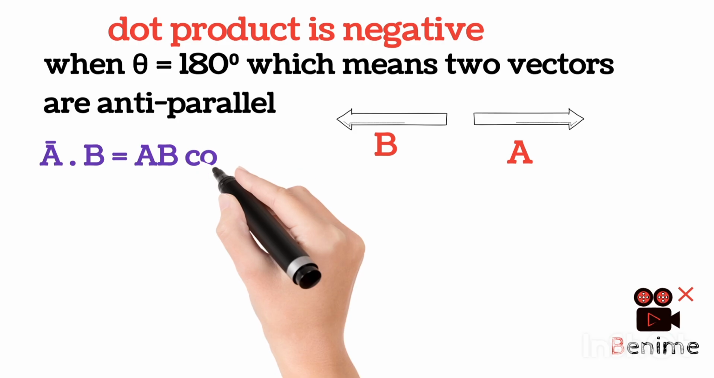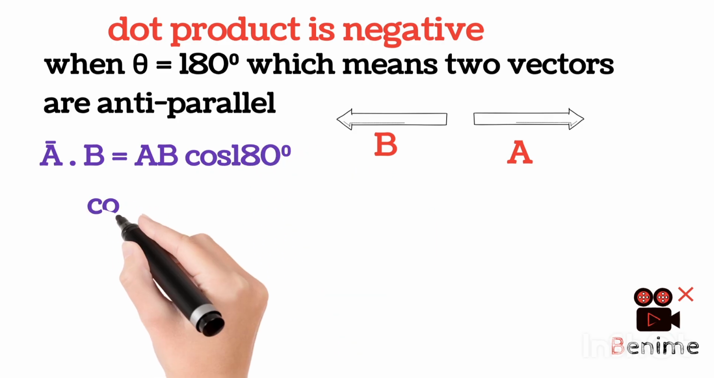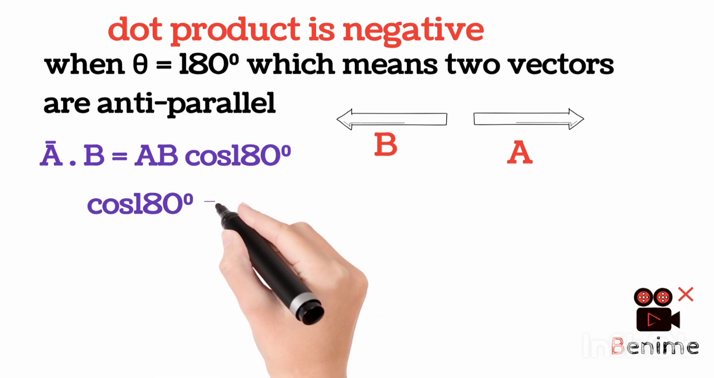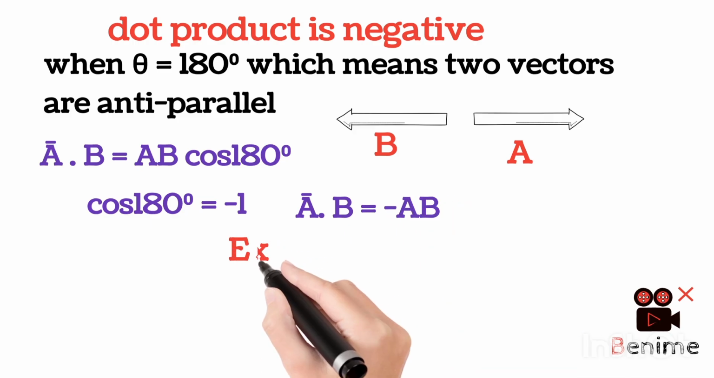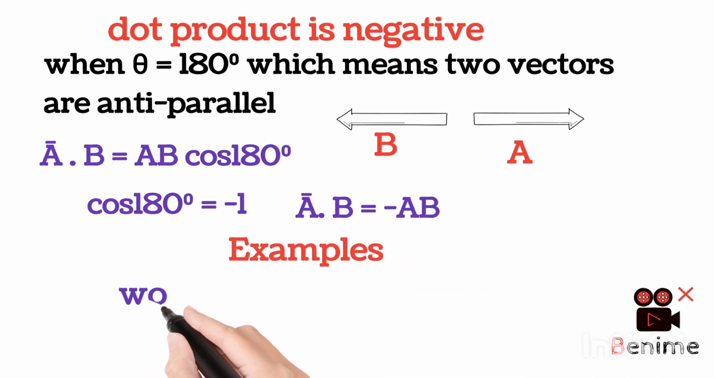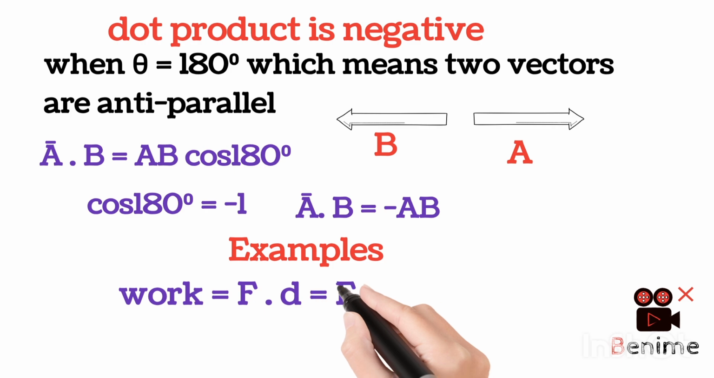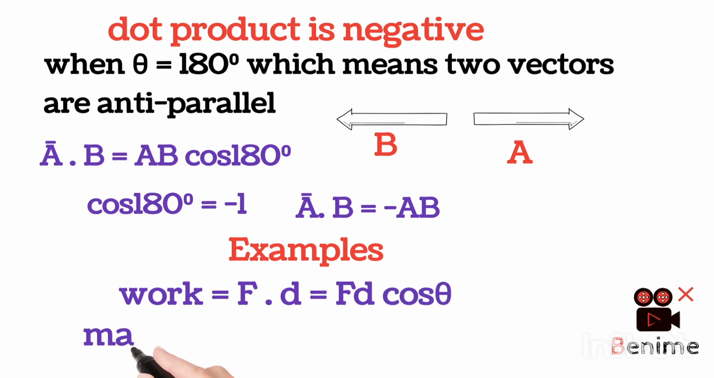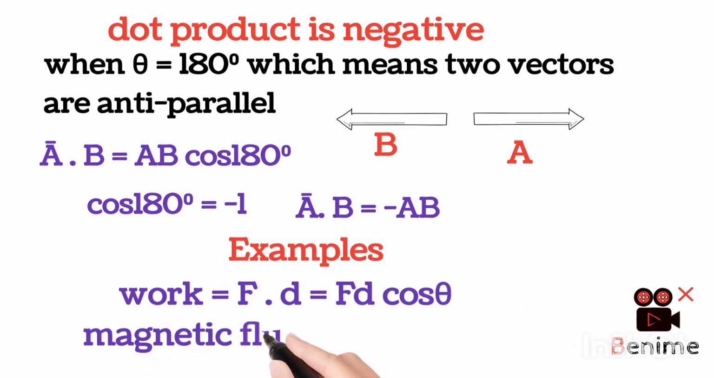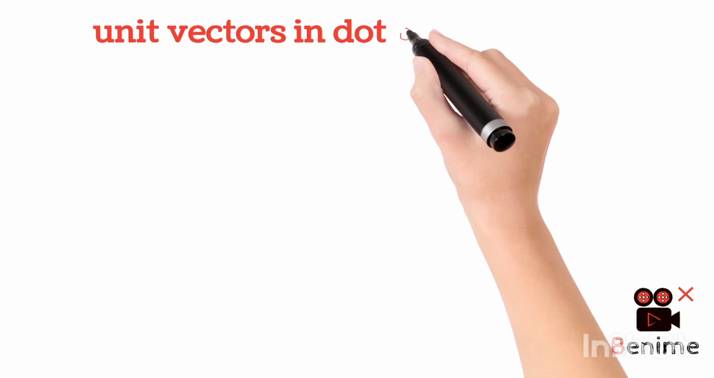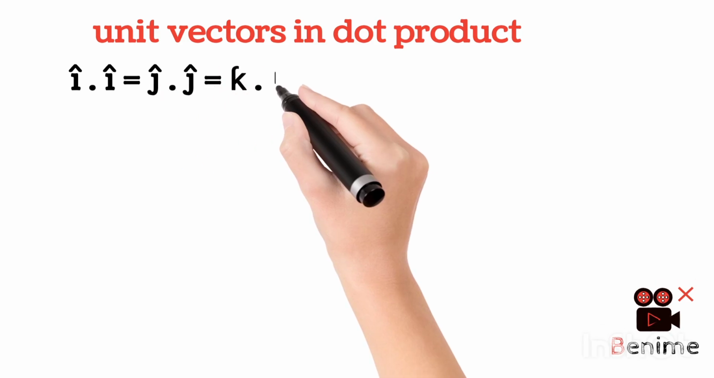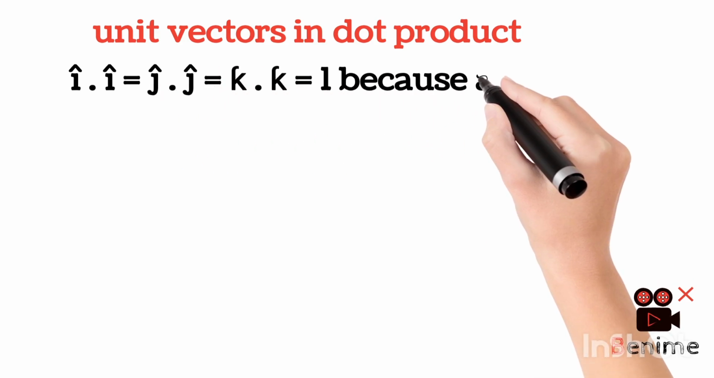Dot product is used when we have to find work, which is equal to force dot displacement. Here the product of the two vectors is work, which is a scalar quantity. We don't need direction to express work. It is also used to find magnetic flux, which is also equal to the dot product of magnetic field B and area A. The dot product of unit vectors is 1.